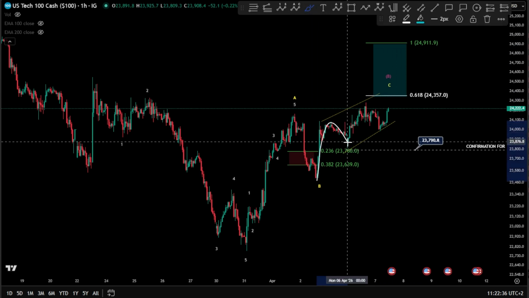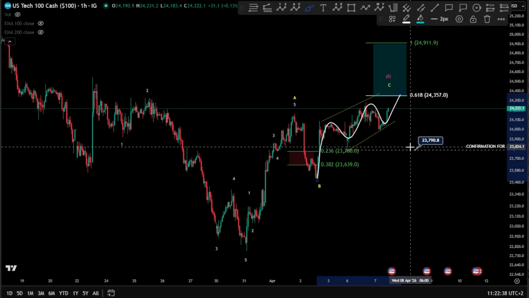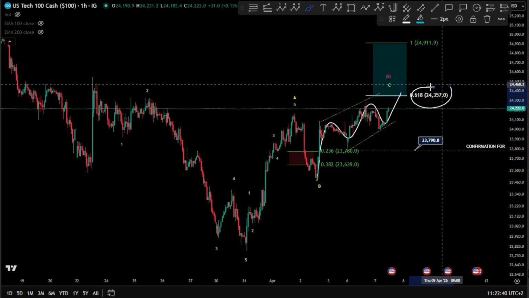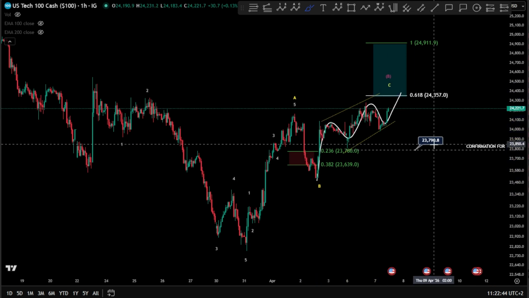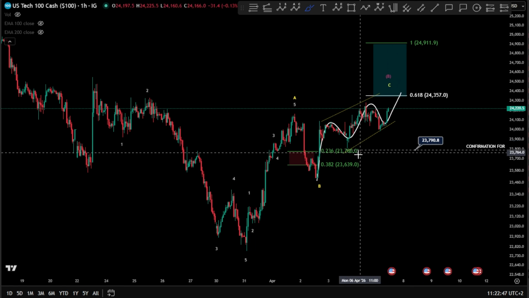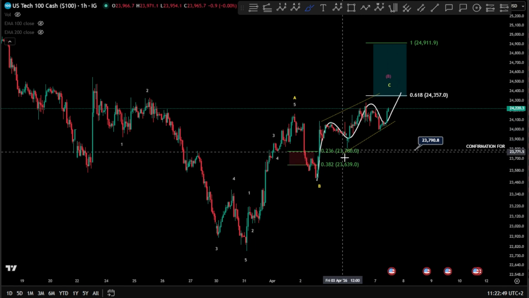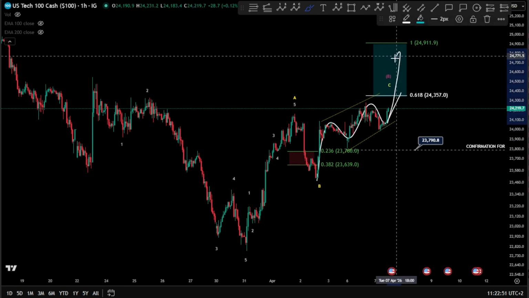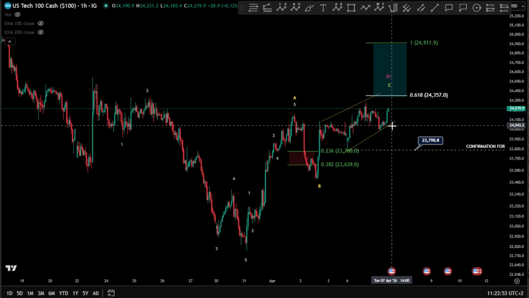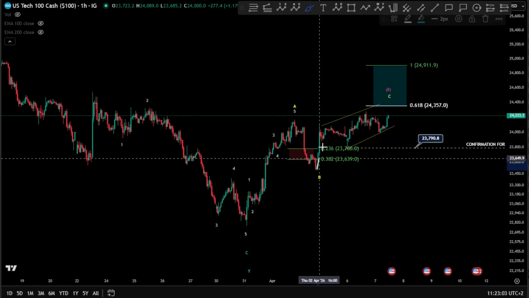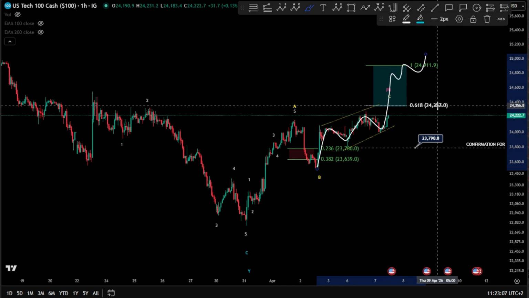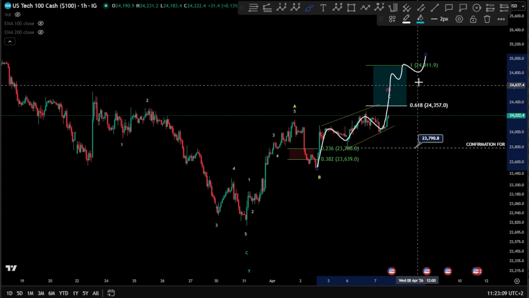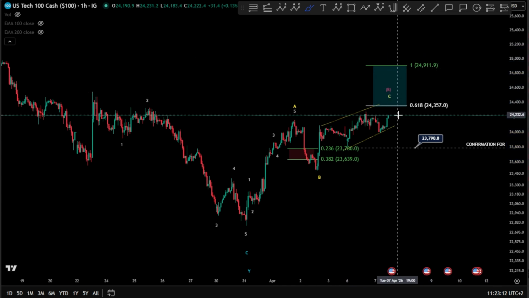However, the higher probability here is to hit the minimum target or the most common target, which is 0.618, because of course of the formation of this diagonal, not impulse, because the impulse needs to reach the 1-to-1 in case we are impulsive. However, things can still turn impulsive in case this turns into a double 1, 2, 3, 4, 5, 4, 5 toward the upside to finish up here around the 1-to-1 fib level.